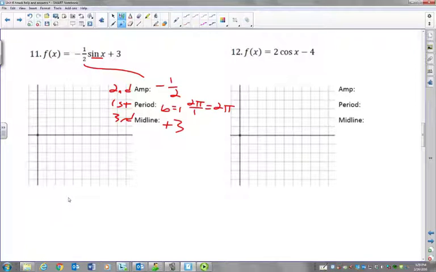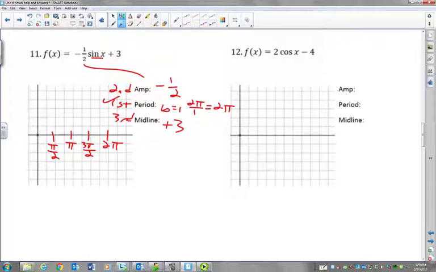Good. Okay, so first is the period. So the period here is going to be 2 pi. So we're going to cut this into 4 sections. And so here's 2 pi. Half of 2 pi is just 1 pi, and half of that is just half a pi. So 1 pi over 2, then 2 pi over 2, then 3 pi over 2, then 4 pi over 2. Oh, and 4 divided by 2 is just 2 pi. So good. Okay, so the period is done.